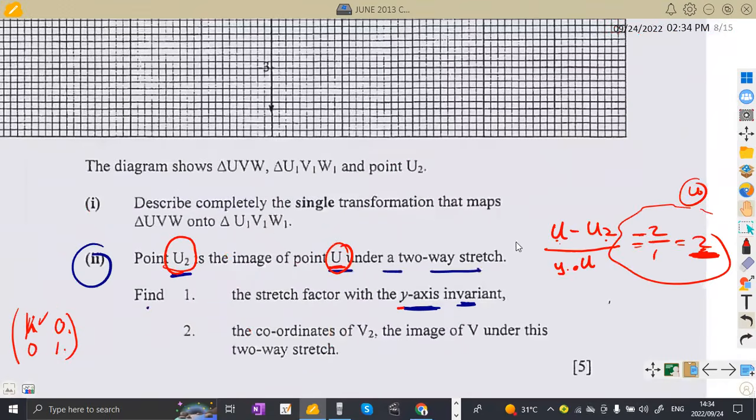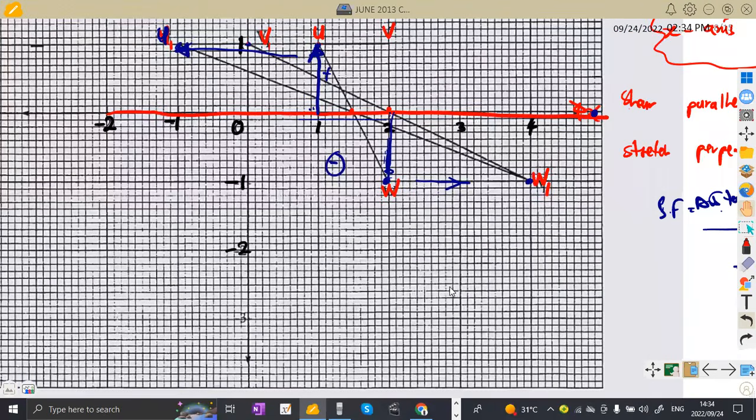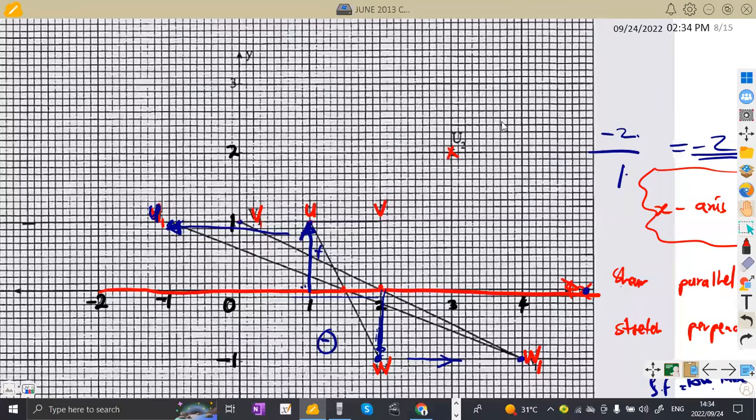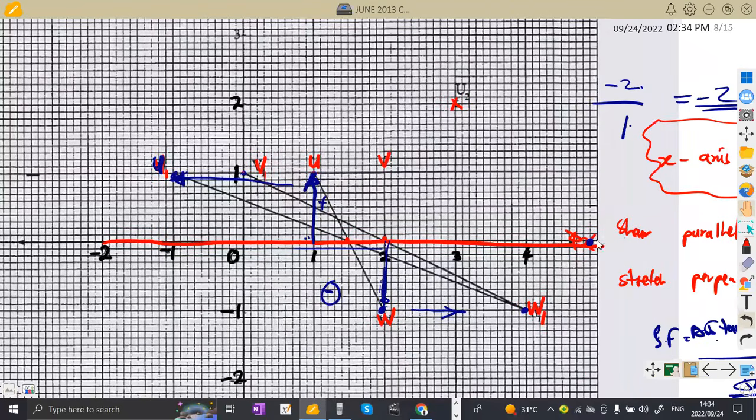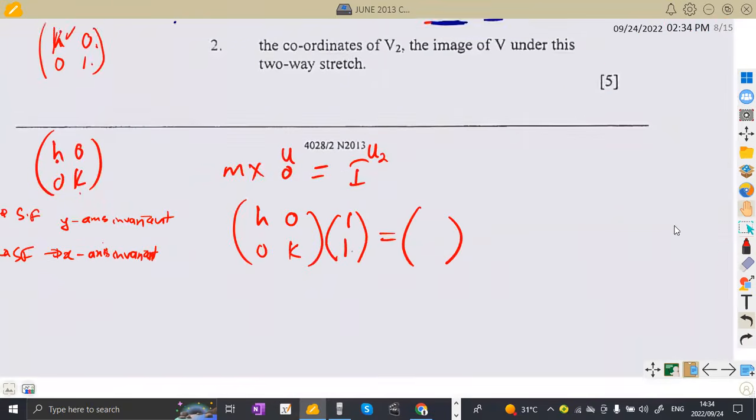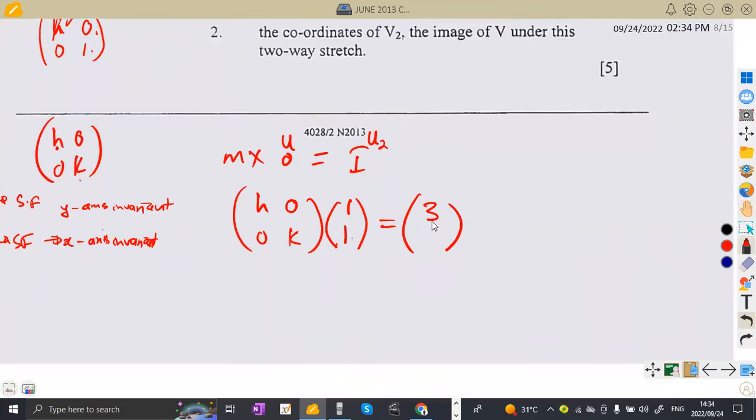That's what you can do as an equation. And your U2 is (3, 2). Okay, that one is (3, 2). So that means we can simply multiply by (3, 2) like this. Okay, so let us multiply row by column. So it's row by column: H times 1, that is H, plus 0 times 1, which is 0. 0 times 1, that's 0, plus K times 1, which is K. So this is going to give us (3, 2).